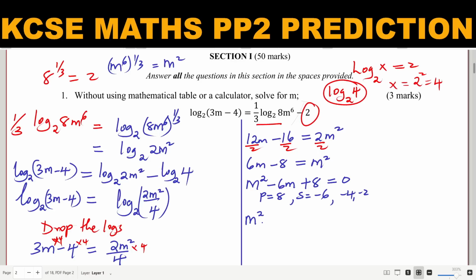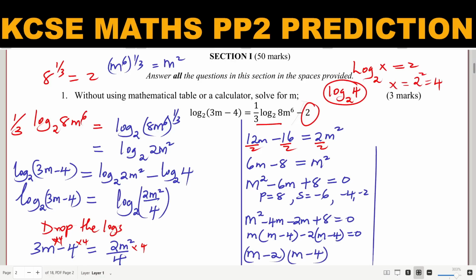So m squared minus 4m minus 2m plus 8 is equal to 0, that is -6m plus 8. So what is common here? m minus 4, minus 2, m minus 4 is equal to 0. So this will give m minus 2 multiplied by m minus 4 is equal to 0. And therefore we shall have two values of m.